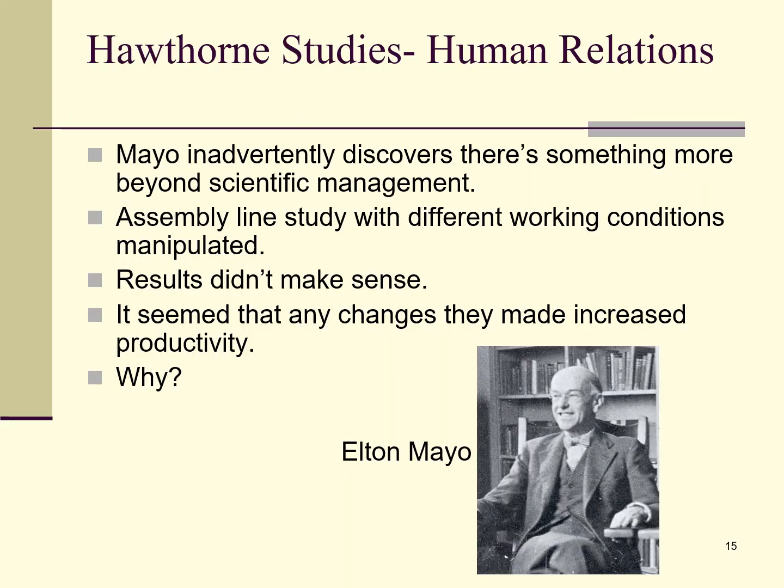What started to break us away from this Theory X was actually originally a series of studies on human relations, the Hawthorne studies, taking place at the Hawthorne Electric plant. They were actually conducted by Elton Mayo and his team, and Mayo inadvertently discovered there's something more beyond scientific management. So again, he came into these studies with the idea that really what we're looking for is optimal performance. He was looking at assembly line work, and he wanted to manipulate various working conditions to find the optimal working conditions for people on an assembly line.